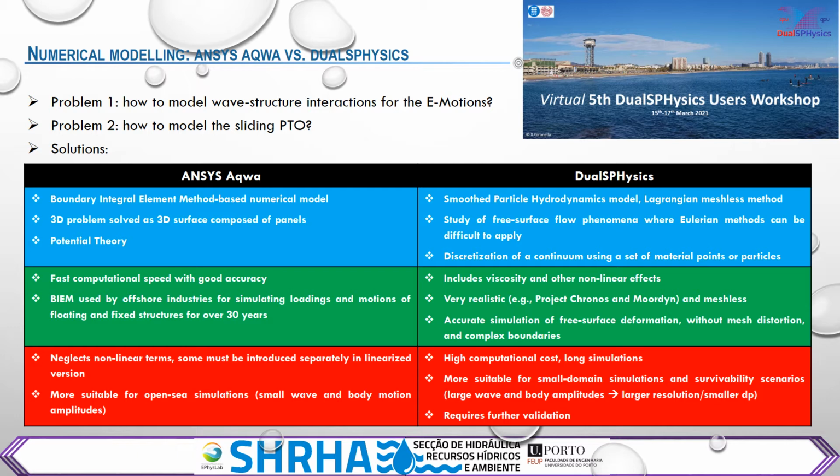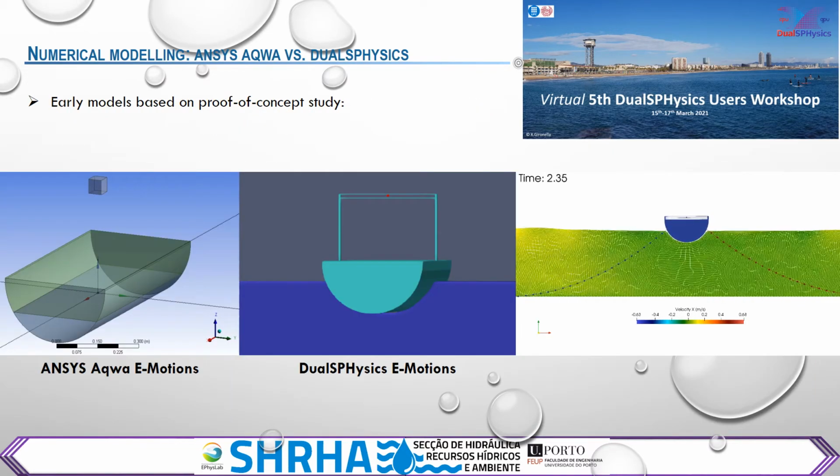Hence the necessity of something like DualSPHysics, which is based on SPH formulations and the Lagrangian meshless method. It's more accurate, more realistic, because it includes the nonlinear terms. You can also include the structure-to-structure interactions and moorings, although you can also include that in Aqua, but it's still important to have all of these features. However, the simulations are long, are complex, and require further validation. Even so, it is very promising.